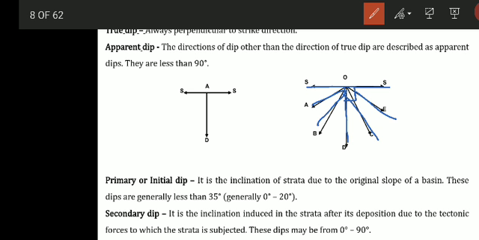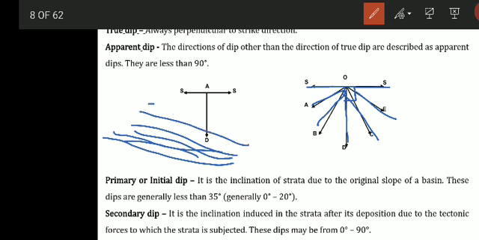Then there are primary and secondary dips also. So primary dip or initial dip is the inclination of a strata due to the original slope of the basin. Suppose the basin itself is having some slope, and on that basin the rocks have formed parallel to that. The deposition has taken place, that is the original slope of the rocks or the basin. Then that is called the primary or initial dip. It is generally less than 35 degrees, generally ranging between 0 to 20 degree.